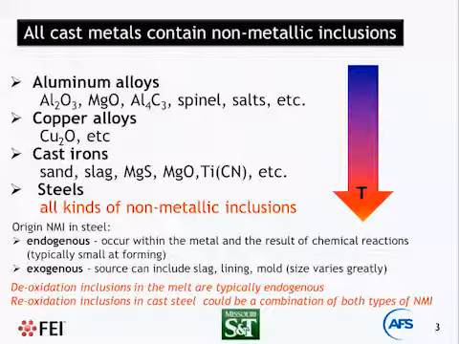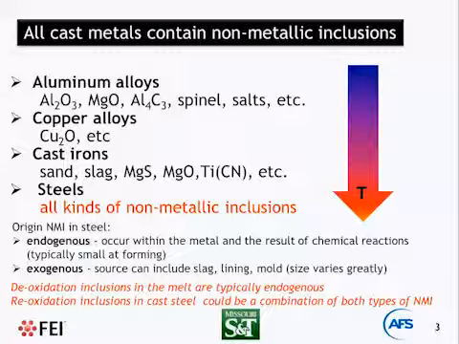However, we cannot cast steel without deoxidation, to avoid severe gas porosity. Sources of exogenous inclusions could be lining and mold, and their size varies greatly. We also have something special in steel practices, so-called reoxidation inclusions, formed at the last stage when steel is poured into the mold. Reoxidation inclusions in cast steel could be a combination of both types of non-metallic inclusions.